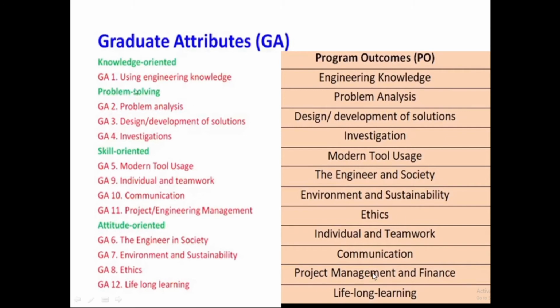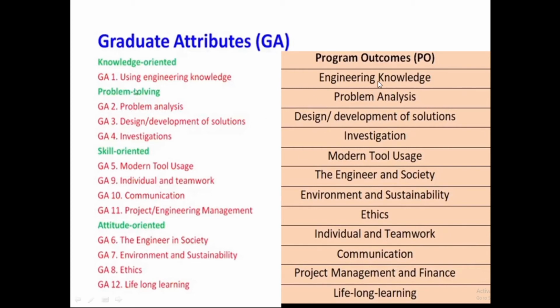These are the 12 attributes based on knowledge oriented, problem oriented, skill oriented and attitude oriented. These 4 parameters define a program educational objective. So these objectives are coined with the program outcomes. Okay.